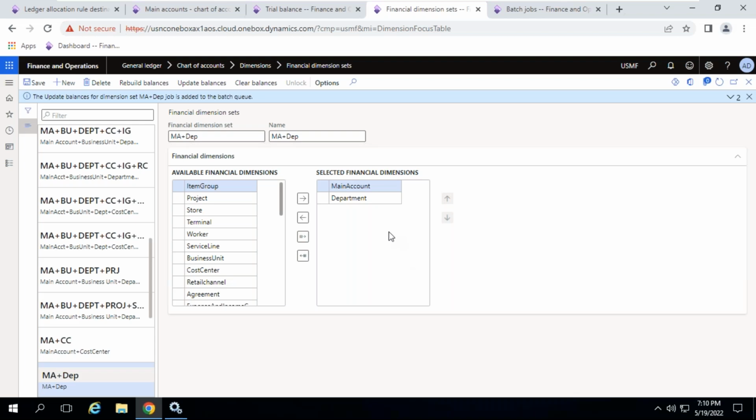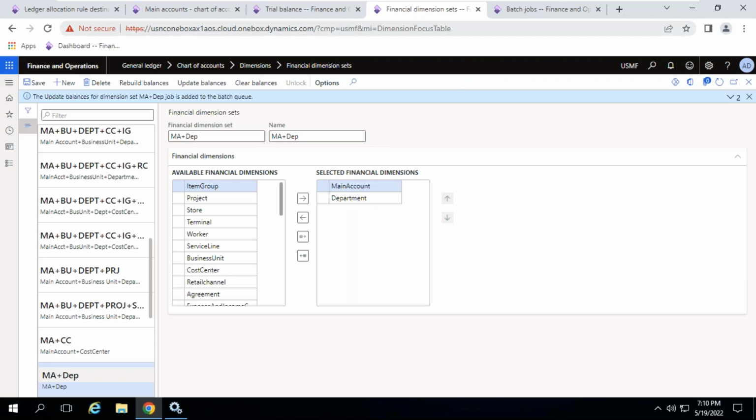So financial dimensions, accounting structure, and dimension set. Financial dimension set. Once again, we'll recap. Already it was discussed, and a few members had not joined at the time. So I will recap on Monday or most probably Tuesday, because this is most important.